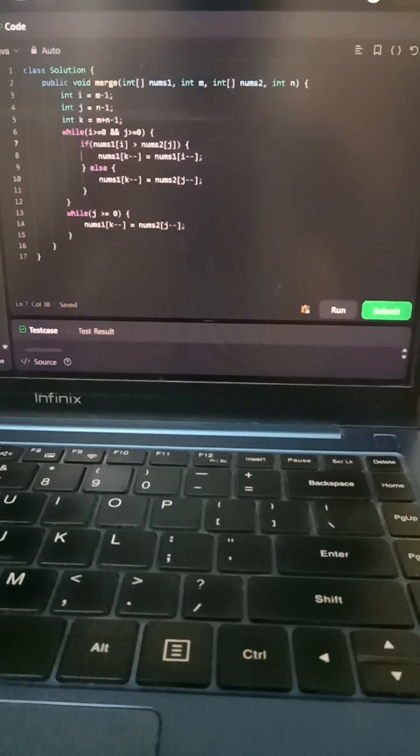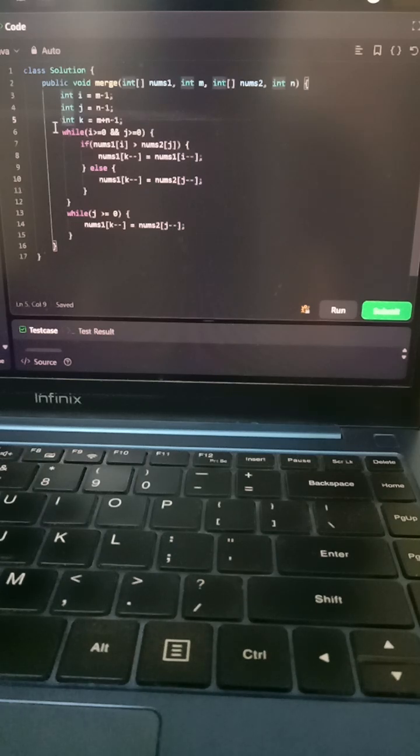So here is the solution of this question. It's an easy problem. First of all, we initialize an integer i with m minus 1. Why m minus 1? Because we have to point towards the last element of nums1. Similarly, j is n minus 1, the last element of nums2, and k will be the last index of nums1 itself. You will get to know why we use k after you understand the solution.